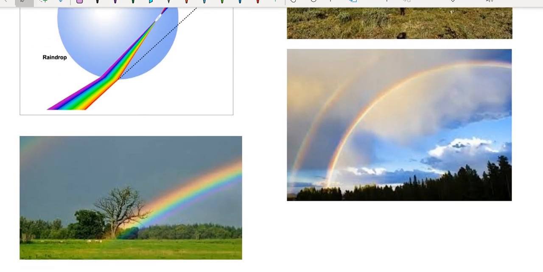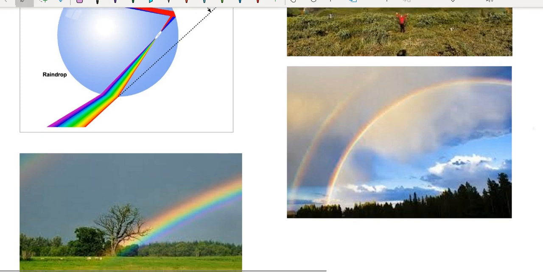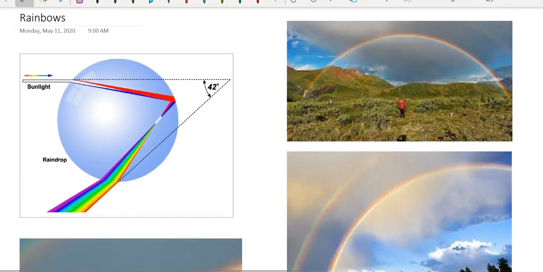You should know the sequence of colors. Of course, Roy G. Biv. If you look here down in the bottom, you have Roy G. Biv: red, orange, yellow, green, blue, indigo, violet. That sequence of colors from top to bottom. But all of this can be explained if we understand some things about refraction.